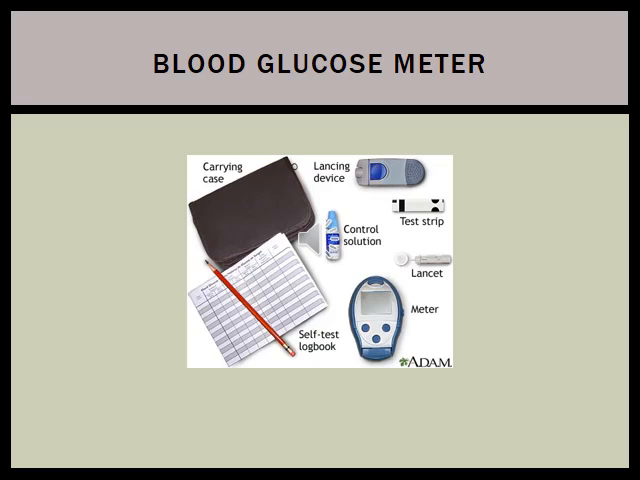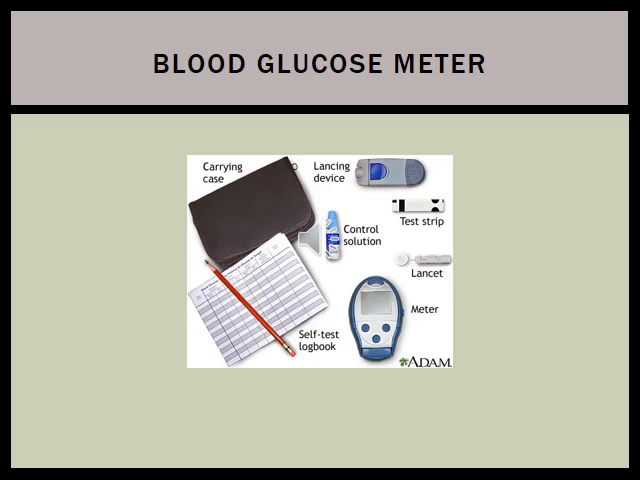A blood glucose meter is used to measure sugar in the blood. A test strip is placed in the meter. We will use a lancet to draw blood. A lancet is a small needle. We will prick the skin on the finger to draw out a drop of blood.